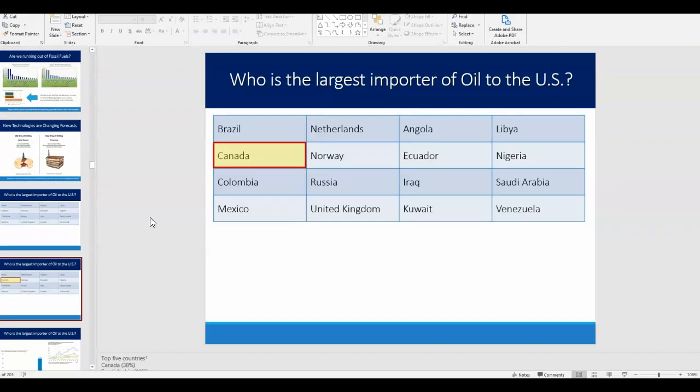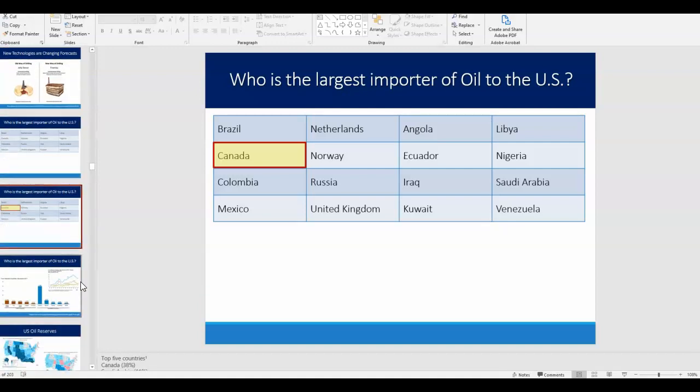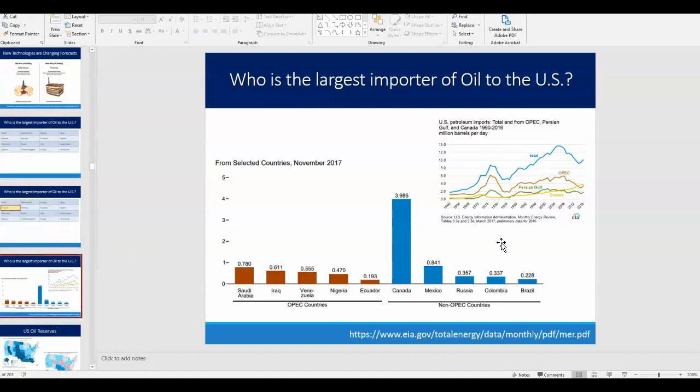I know there's always a lot of focus in the news about the Middle East, especially Saudi Arabia, but we actually get a lot of oil from Canada, which always surprises a lot of people. But they're closest to us, so that makes sense. In fact, you can see on this chart, which is from 2017, the different countries and, relatively speaking, how much oil we get from them.